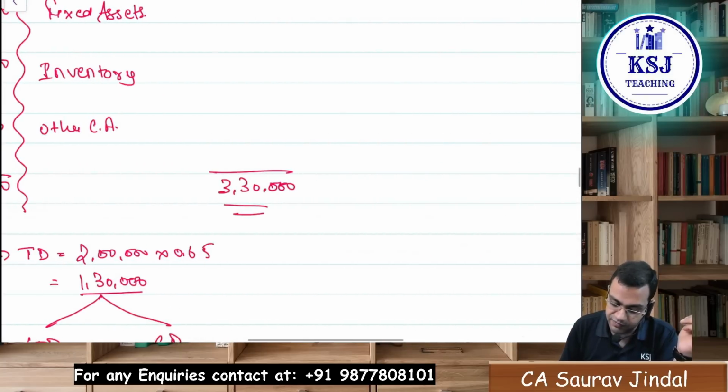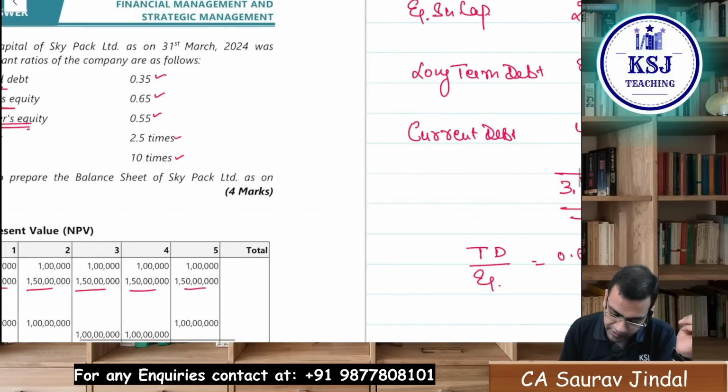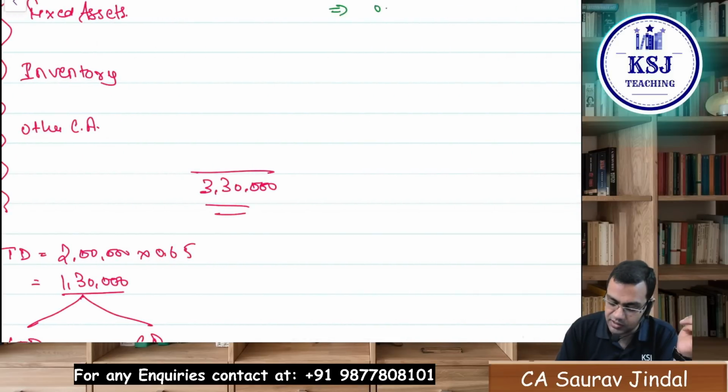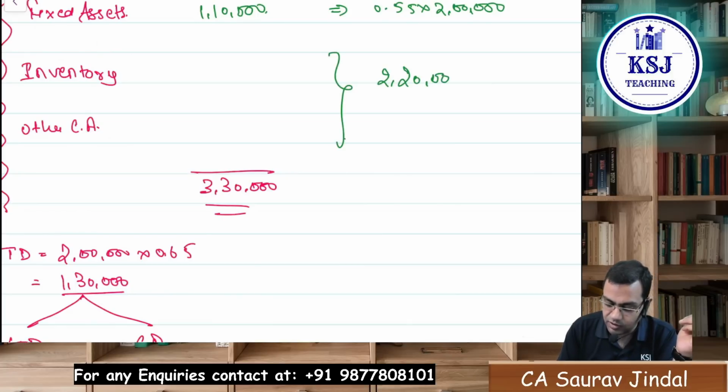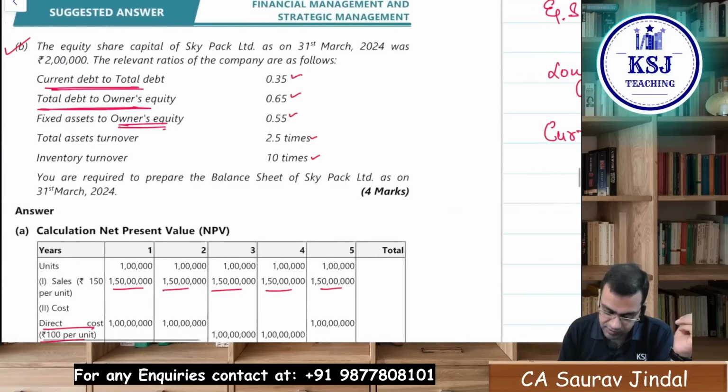Now next, fixed assets to owner's equity. Okay sir, fixed assets will be how much? Fixed assets will be 0.55 of the equity, that is 0.55 into 2 lakhs. Right, so 2 lakhs multiplied by 0.55, that comes to 1,10,000. Right, so out of 3,30,000, the current assets will be how much? 2,20,000. Out of this we can calculate inventory, I guess.